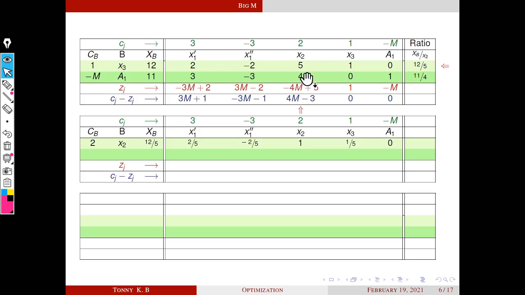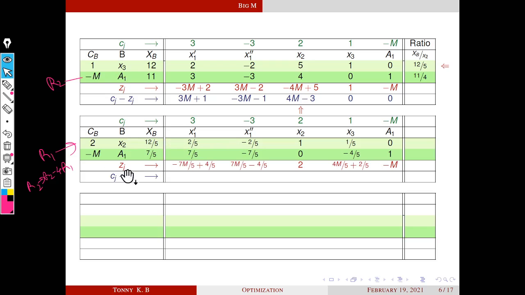Then next we have to make this 4 as 0 using elementary operation. If you take this row as R2 and this as R1, then R2 goes to R2 minus 4R1. Then this 4 becomes 0 using this elementary row operation. After this operation, this becomes 7 by 5. There is no change in the cost and artificial variable because there is no change in this variable.